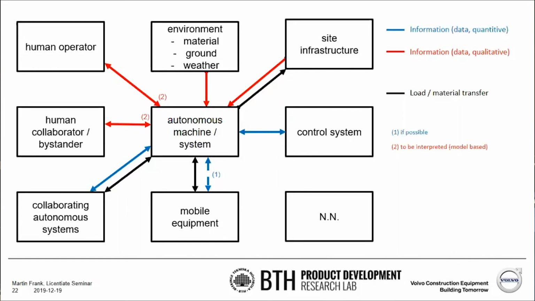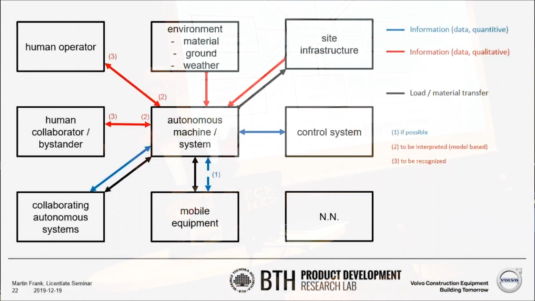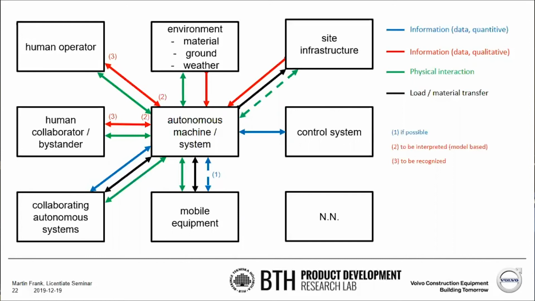So that is a model-based approach, that the machine needs to be able to just recognize what is going on. But the other way around, humans also need to recognize what the machine is going to show them, or what the machine wants to show them with specific actions or specific communication tools the machine has on it. Then the next level is the physical interaction.